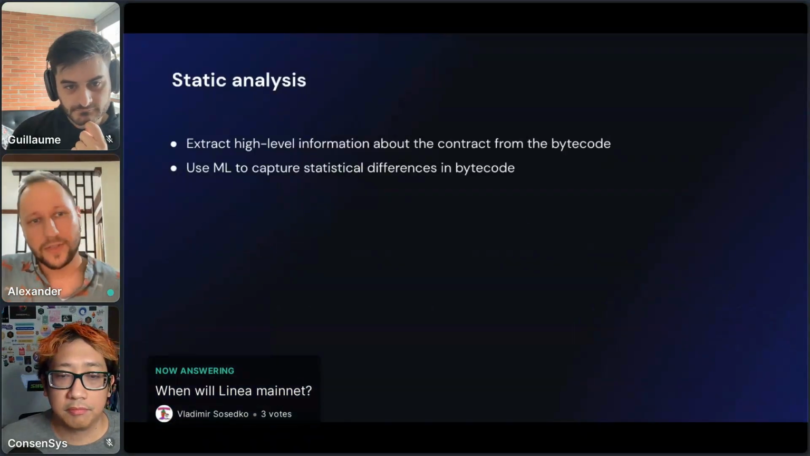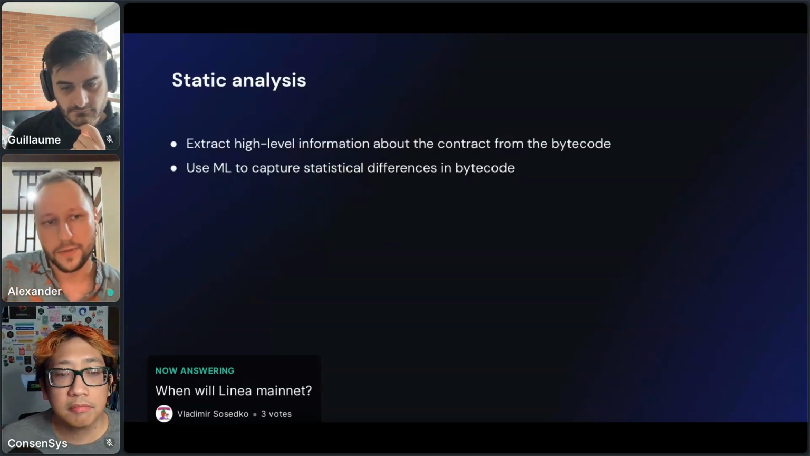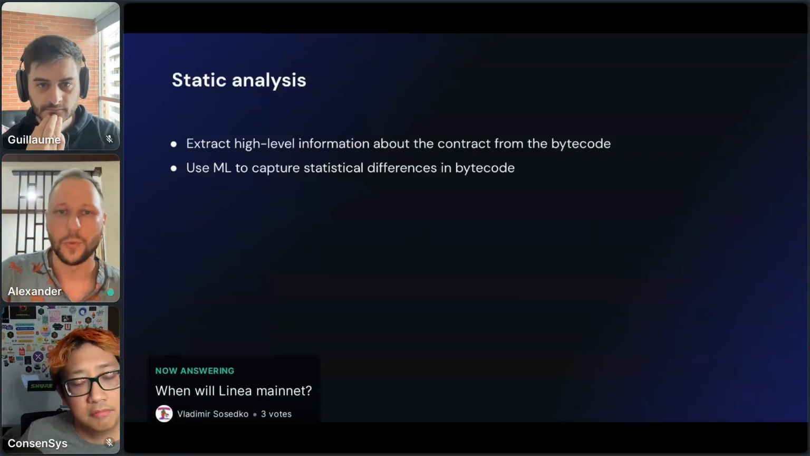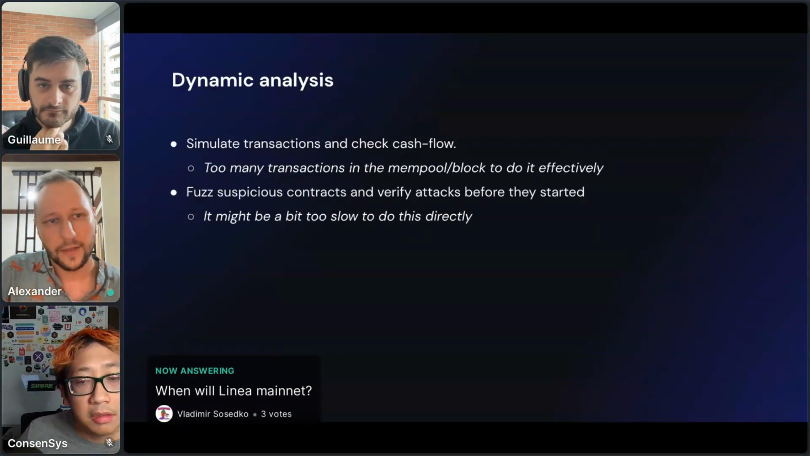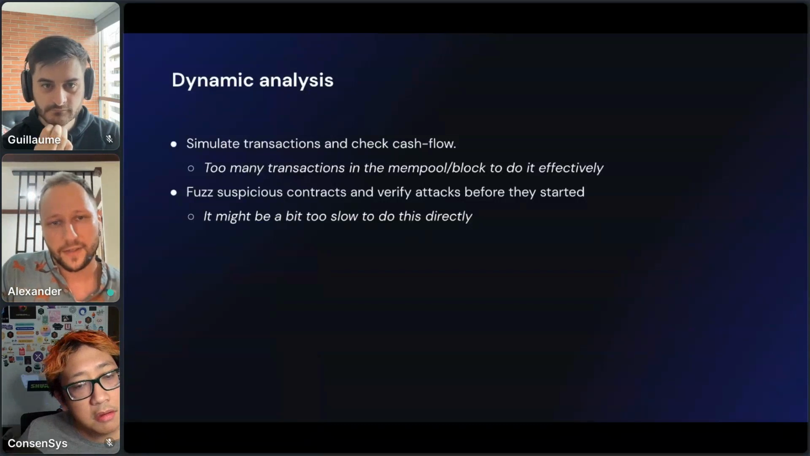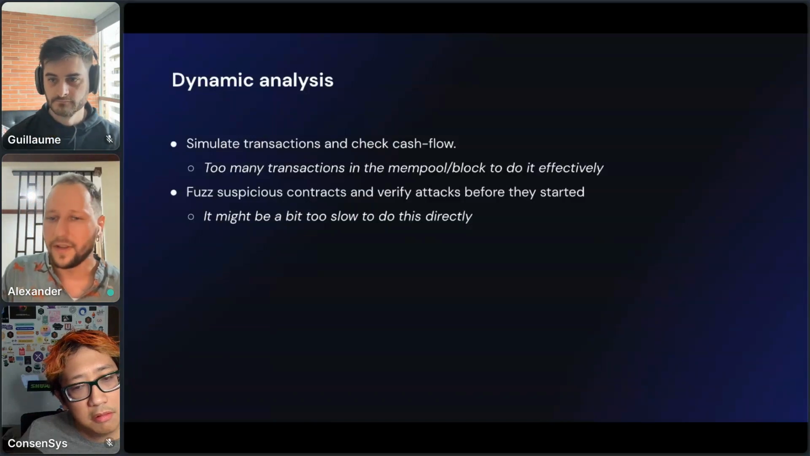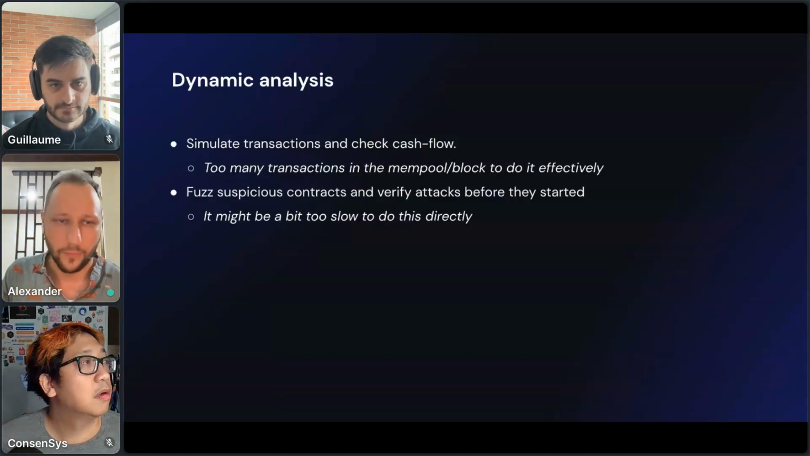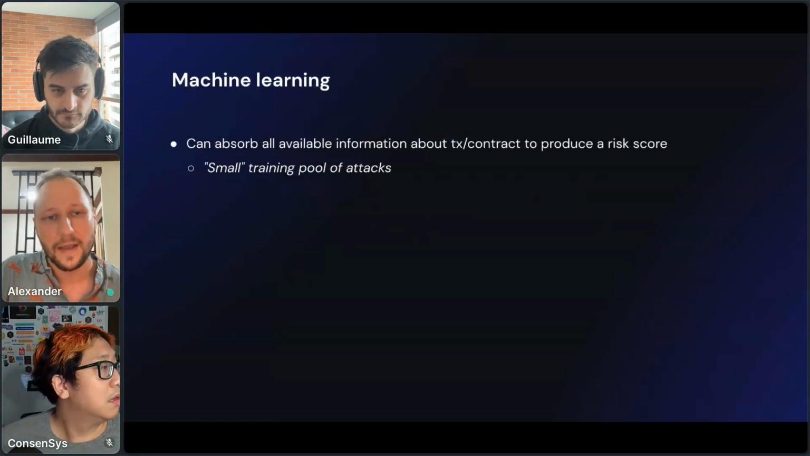We use static analysis to extract high-level information about the smart contract from its bytecode. And then we use machine learning to capture statistical differences in bytecode between malicious smart contracts and normal ones. In the future, we can use dynamic analysis to simulate transactions and check cash flow, and even fuzz suspicious smart contracts to verify whether it is an attack or not before the attack has started. Dynamic analysis, however, is really slow, so we need to develop some workarounds to actually use it to compete with the hacker on speed. However, it's a promising opportunity.